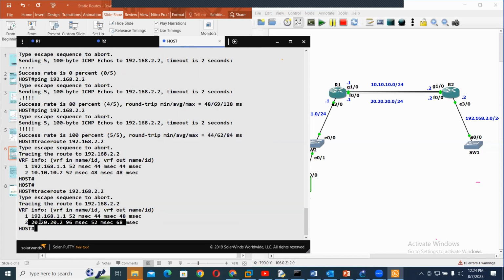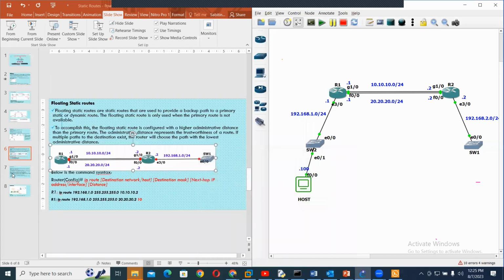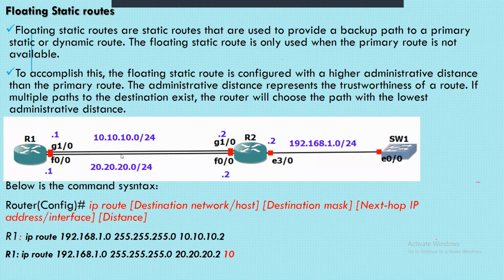So automatically packets have been moving through the secondary route. So that's how we configure the floating static route. We have to configure the backup in case one fails; we just shift to another. That's what a floating route does.